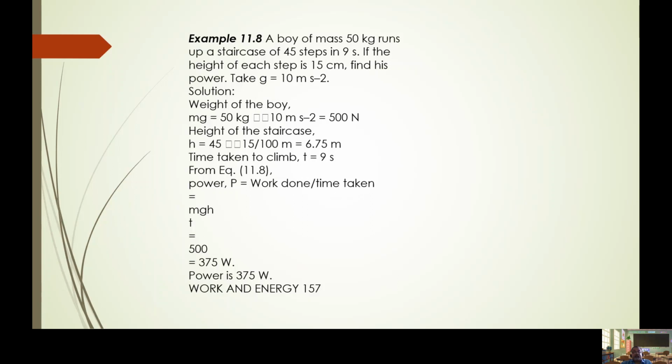This is another example about finding power. Weight of the boy is 50 kg. Height of the staircase is 6.75 meters. Time taken to climb is 9 seconds. So P is equal to work done by time taken. That will be finally worked out as 375 watts.